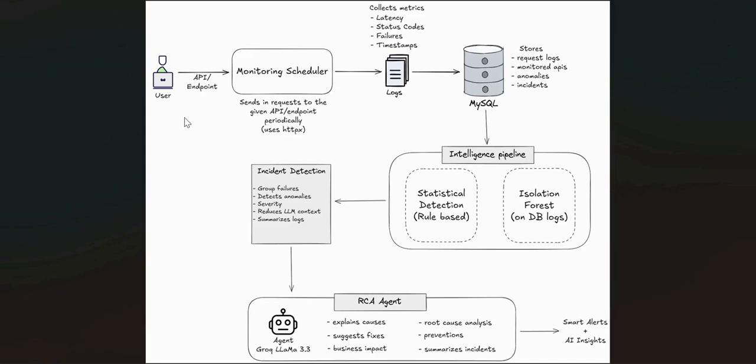This agent is then explaining the causes, giving the root cause analysis, suggesting fixes, preventions, and business impact, summarizing the incidents, and giving us smart alerts plus AI insights. So this is the whole game.